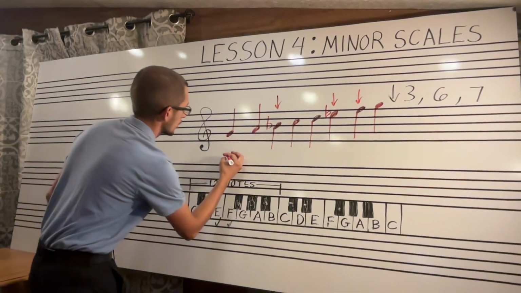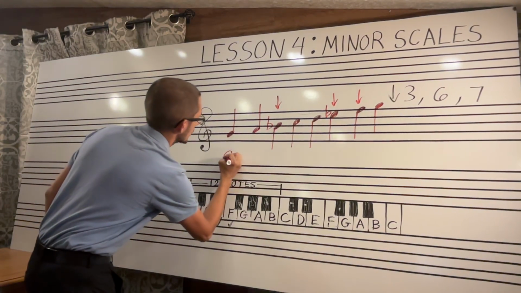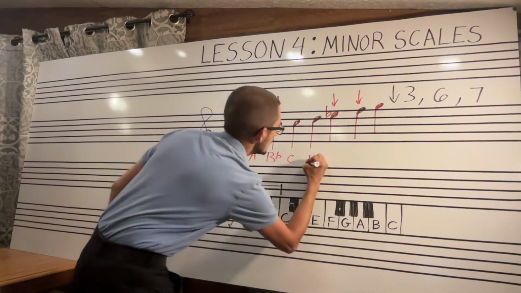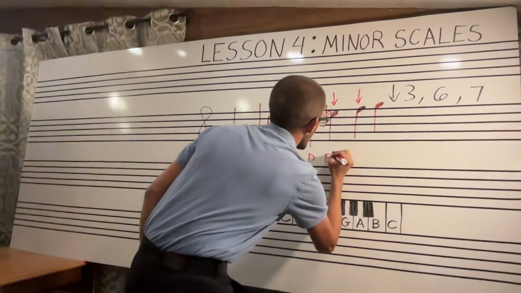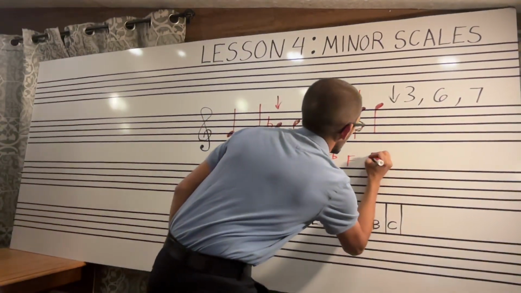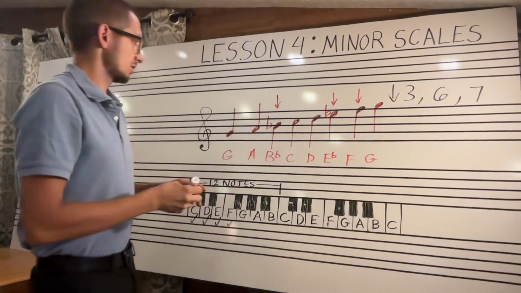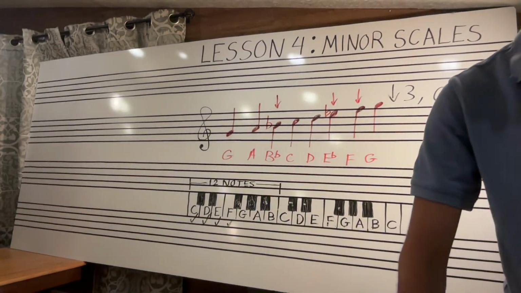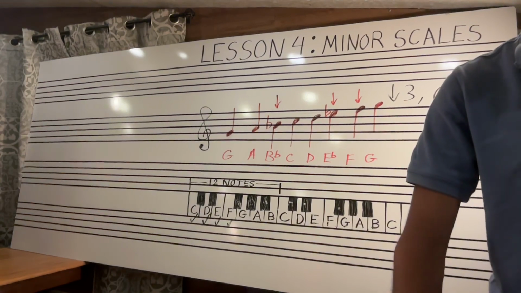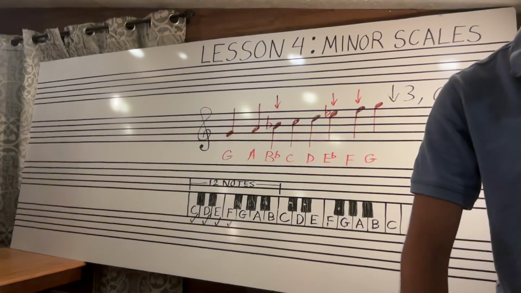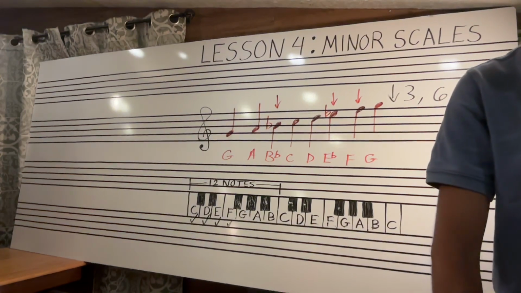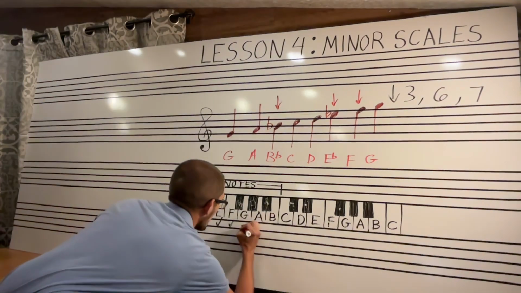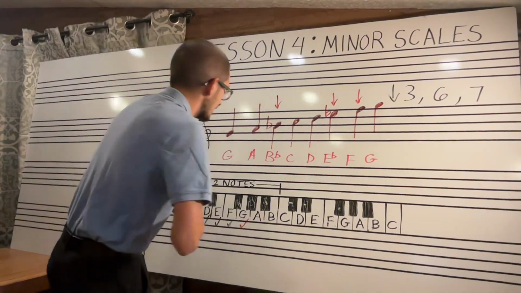So we have the notes for our G natural minor scale. They are G, A, B flat, C, D, E flat, F, and G. We'll play that on the piano. G, A, B flat, C, D, E flat, F, G, F, E flat, D, C, B flat, A, G. So that is our G natural minor scale. Let's move on to our A natural minor scale.